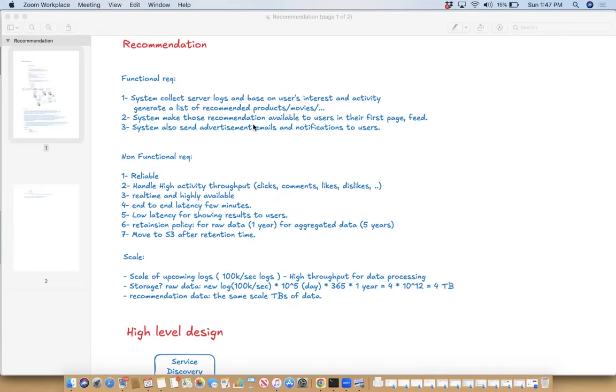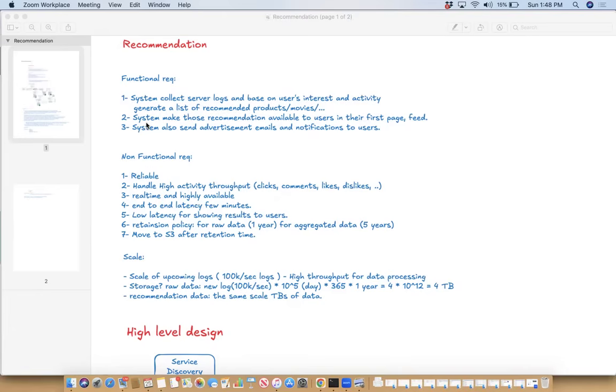And then the recommendation server's responsibility is to gather that information and then aggregate it, maybe inject it into ML models, get the result, and give a set of recommended products to the user. So at the end, after this collection workflow, the main functionality is to generate a list of recommended products, movies.